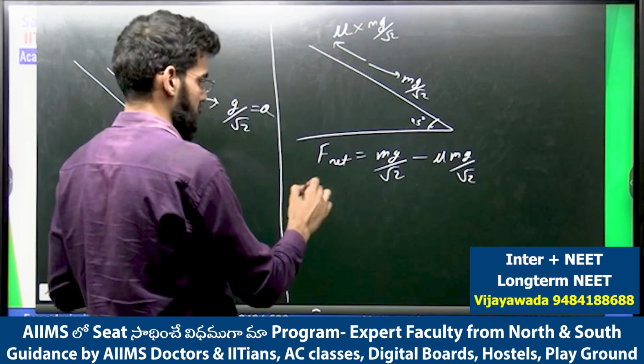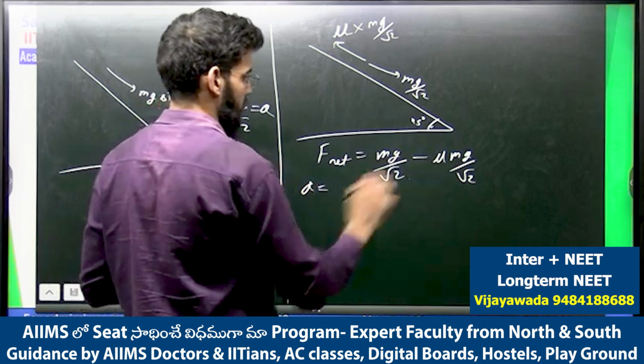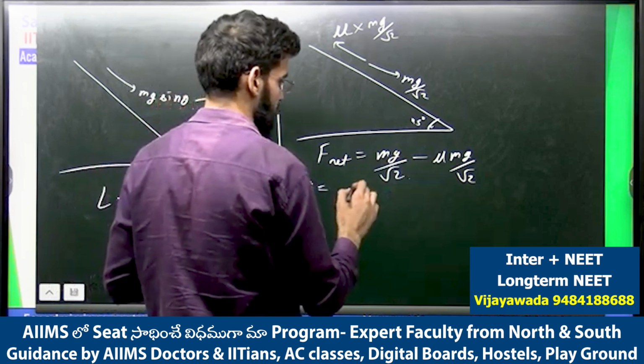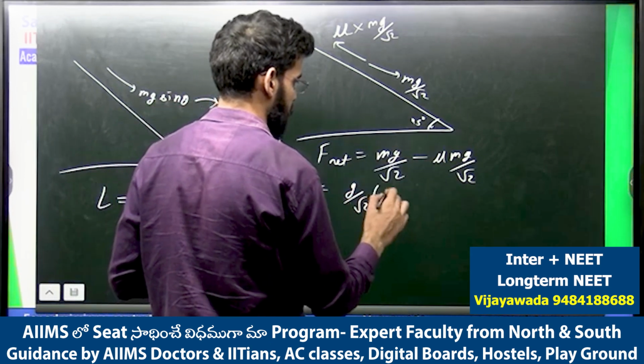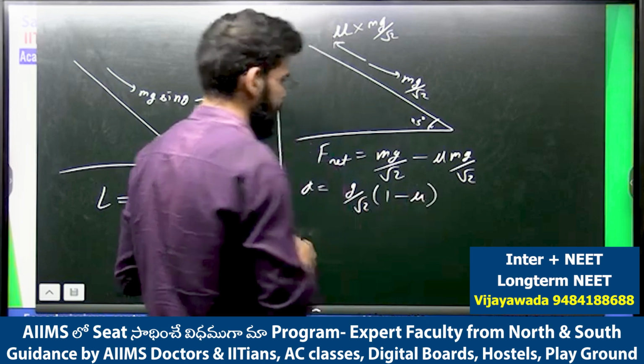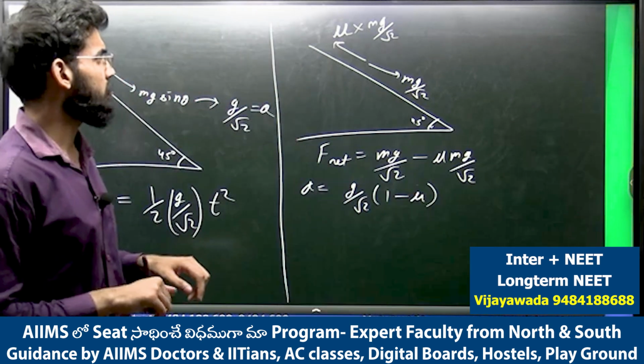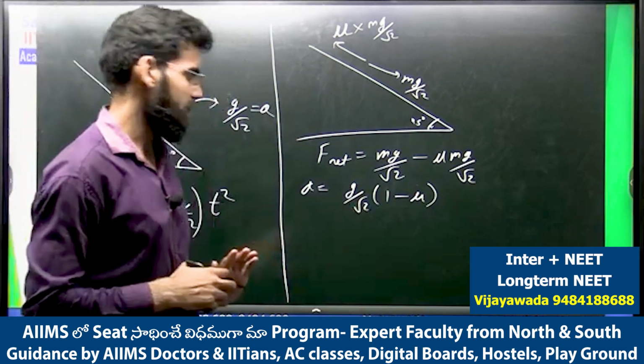Okay. So acceleration came how much? I can say divide by m. That's it. So g by root 2, that is common, you can take 1 minus mu. Understood? That's it. From here acceleration came.